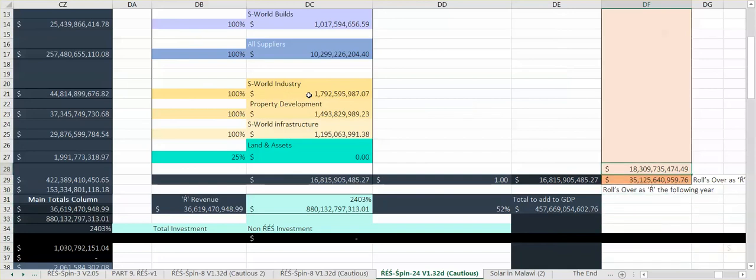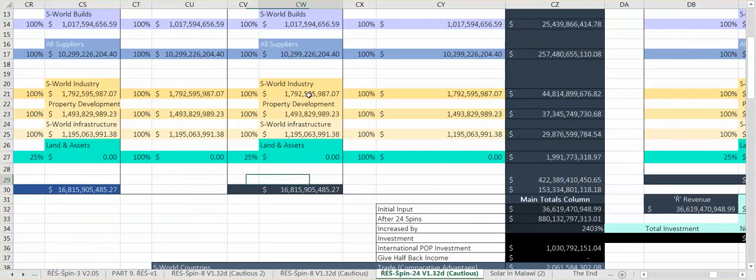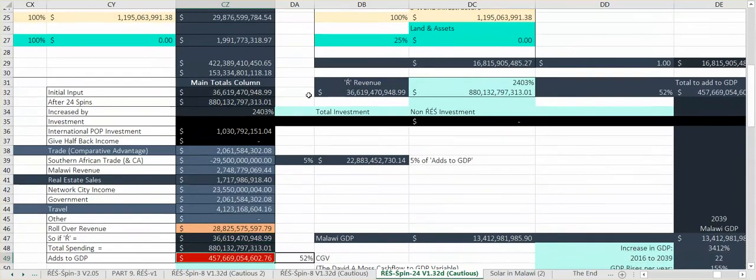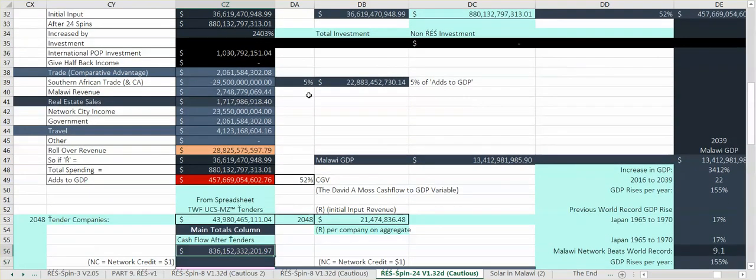This is an important figure. Roll over from the previous year, starting to work out the savings part, the law of conservation of revenue there. Got various stats based on what's going on. Total spending 880 adds to GDP. Okay, that's how much that adds to GDP.